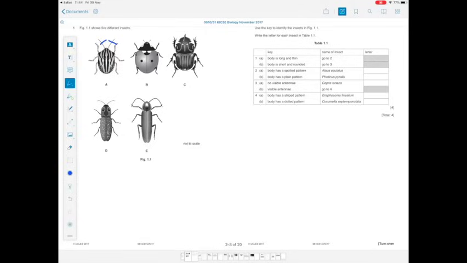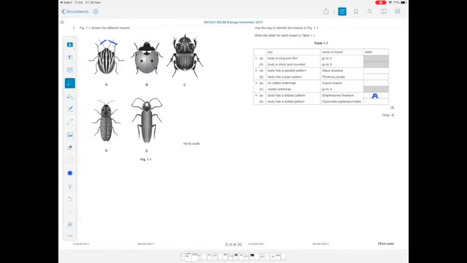So number 3A, no visible antennae. Well, I can see the antennae, I've marked them off. So we go to B, visible antennae, which tells us to go to step 4. Step 4, body has a striped pattern, or body has a dotted pattern. I think we can safely say A has a striped pattern, which means that A is, and excuse my pronunciation, Graphosoma linatum. So I'm going to put A in here.